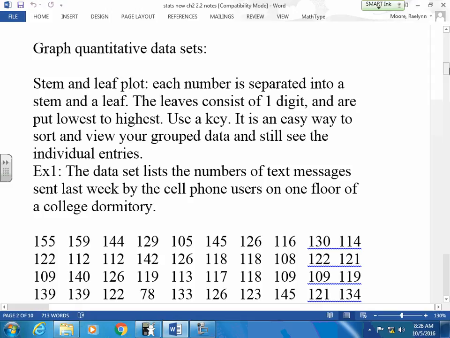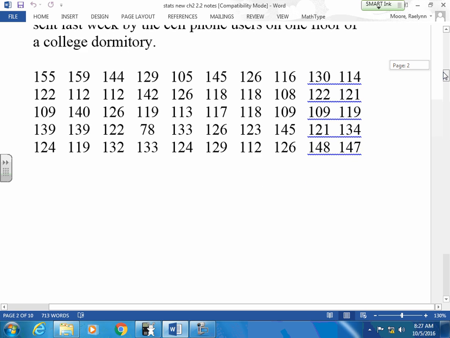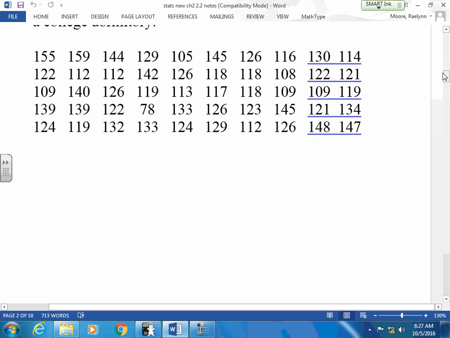This data set lists the number of text messages sent last week by the cell phone users on the Florida power storm. And you're going to display the data in a stem and leaf. And you're going to look for any commonalities here. So what we're looking at is taking these and looking at all the ones. This is called the leaf part. And then that's called the stem.